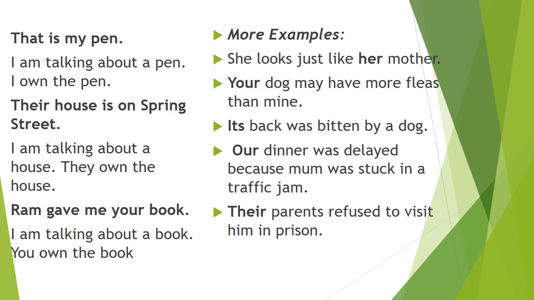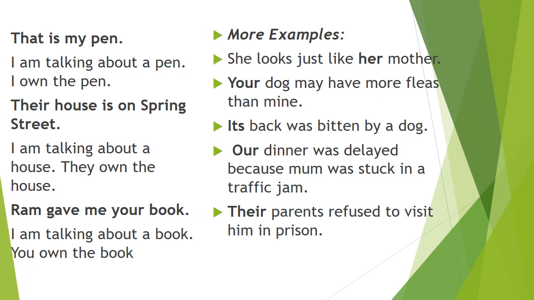Look at the second example. Their house is on Spring Street. Here I am talking about a house. How do you know whose house this is? They own the house. So, their house. Their is the word that tells you about the ownership. And where is its position? It sits before the noun house, and therefore it is a possessive determiner.